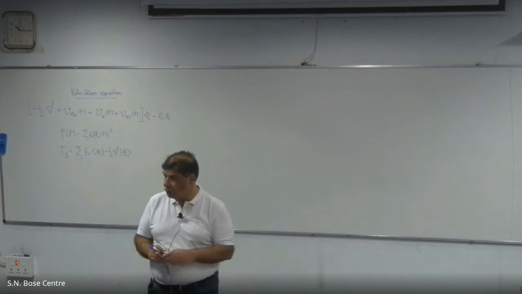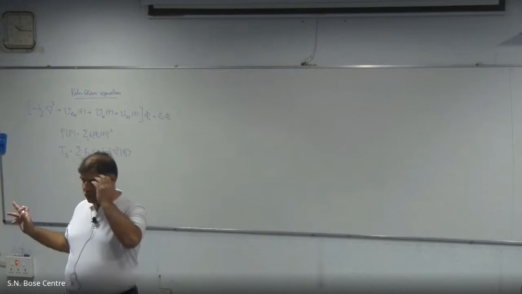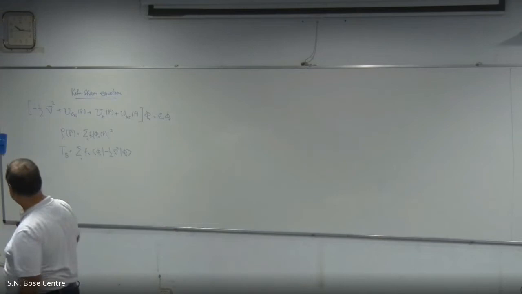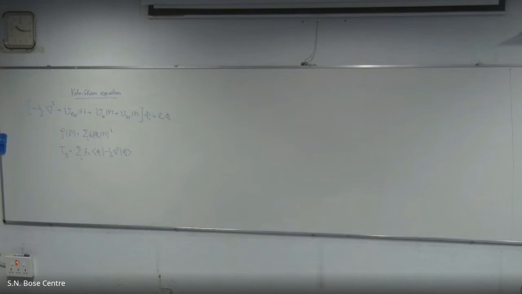There was a good question from somebody. He asked, what do phi represent in Hartree-Fock theory and here? So, in Hartree-Fock theory, we make wave functions, so they are part of the wave function. Here, they just use it. Now, this is T_S, right?